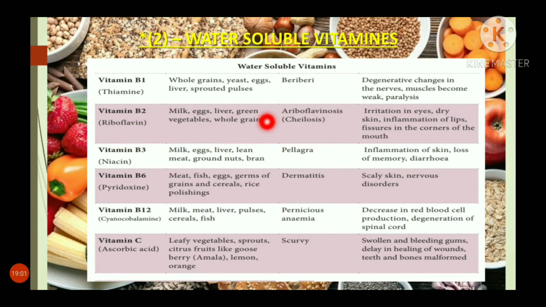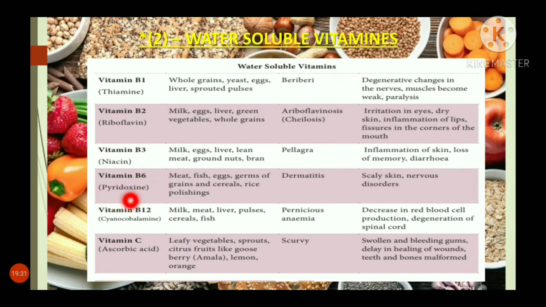To avoid that, you should have this food. Vitamin B3, niacin. Milk, eggs, liver, lean meat and groundnuts, bran. Pellagra. What is pellagra? Inflammation of skin, loss of memory, diarrhea. Inflammation of skin means skin burn, and loss of memory and diarrhea, as usual, loose motions.